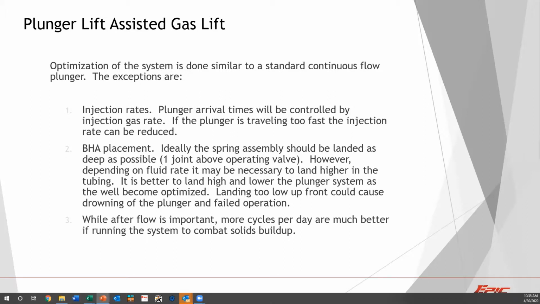And then while afterflow is not as important, the more cycles we can make in the day, the better the system is going to be running. And the more cycles that we can do, this also keeps our fluid moving much more efficiently, which helps with the formation of that paraffin. So it's really important. More cycles in the day is always the best thing for any plunger system.